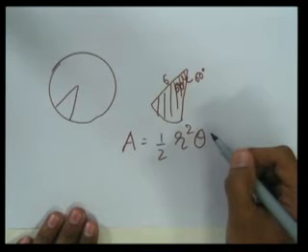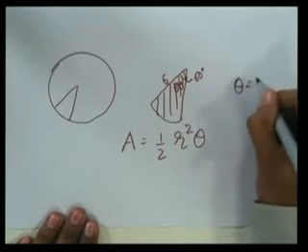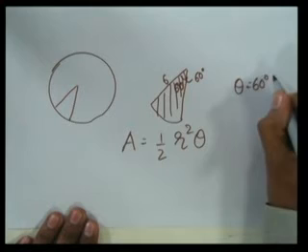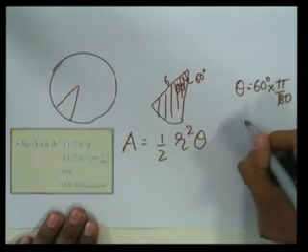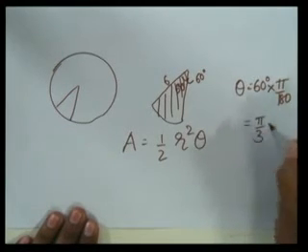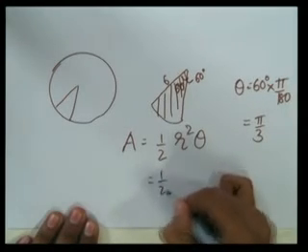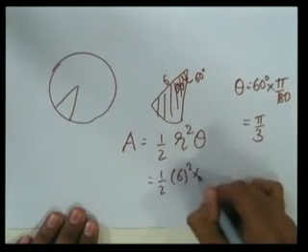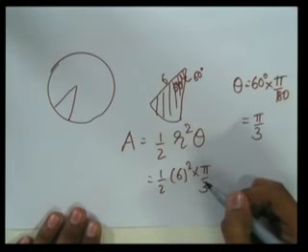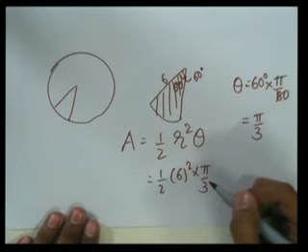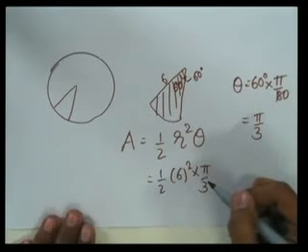Our first job is to convert the given angle into radian. So theta equals 60 degree multiplied by pi by 180, so the angle is pi by 3. So 1 by 2, and the radius is 6 square, into pi by 3. When we simplify, we will get the area of one piece of pizza. Let us continue on the presentation.